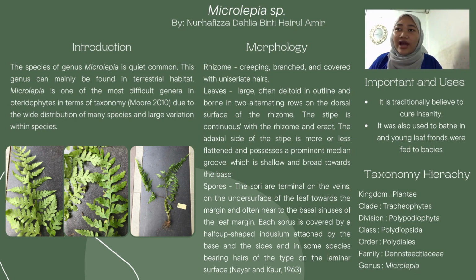The sori are terminal on the veins on the undersurface of the leaf towards the margin and often near the basal sinuses of the leaf margin. Each sorus is covered by a half-cup shaped indusium attached by the base and the sides, and in some species bearing hairs of the type on the lamina surface. This explanation of Microlepia morphology was obtained from a paper specifically explaining Microlepia sp. morphology.